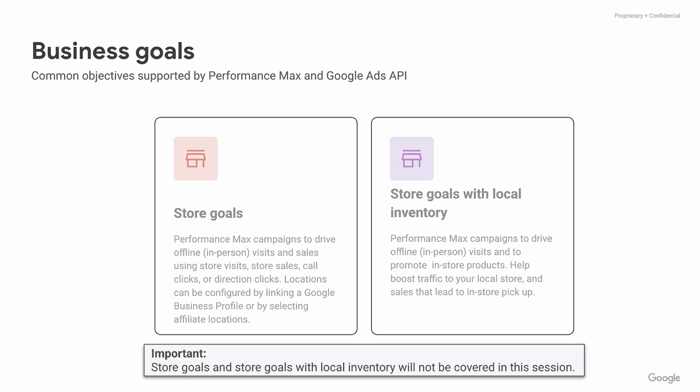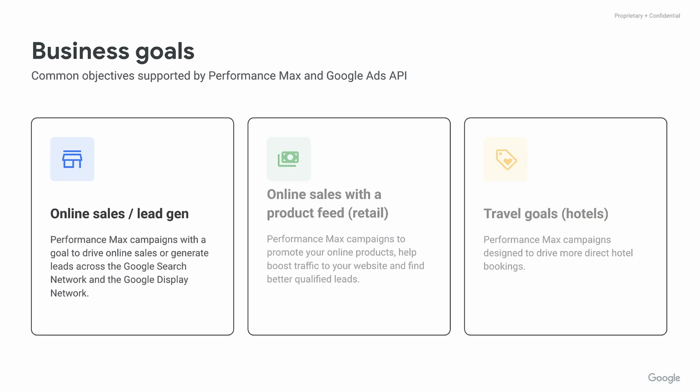Unfortunately, we can't go into depth on all of these goals, but we will go into more detail on online sales or lead generation, online sales with a product feed, and travel goals. But why should we care about goal-oriented advertising rather than traditional approaches, such as bidding directly on a compiled list of keywords, or designing a bespoke marketing campaign to work on a range of formats and devices?